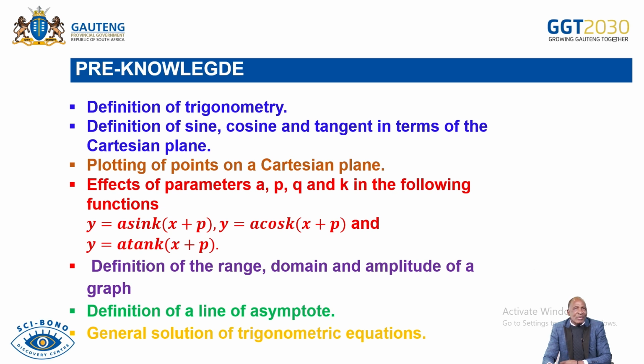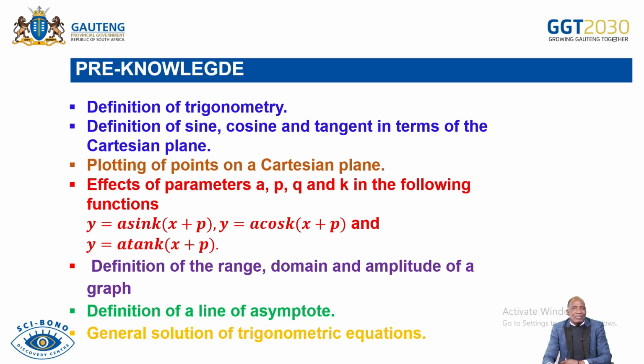By now, you should be knowing the definition of trigonometry, definition of sine, cosine, and tangent in terms of our right angle triangle, and the quadrants that are involved, specifically the first quadrant when you are defining these ratios. You should be in a position to plot some points on a Cartesian plane so that you can join them either to produce a straight line graph or a curve or any graph of some kind.